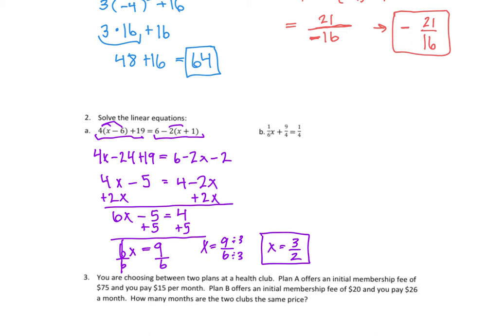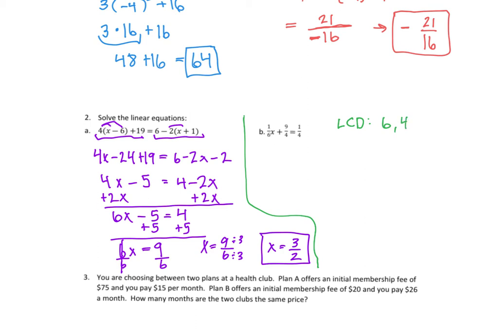All right, so part B is a linear equation that involves fractions. So we want to get rid of the fractions as soon as possible. So whenever we have a fraction, let's think about what the least common denominator would be. And we have the least common denominator between 6 and 4.